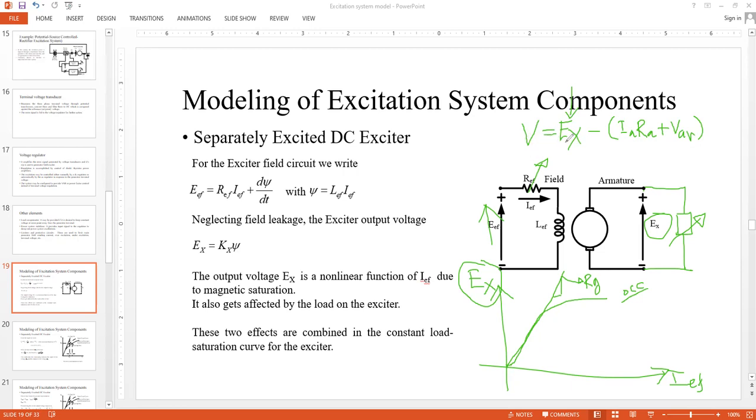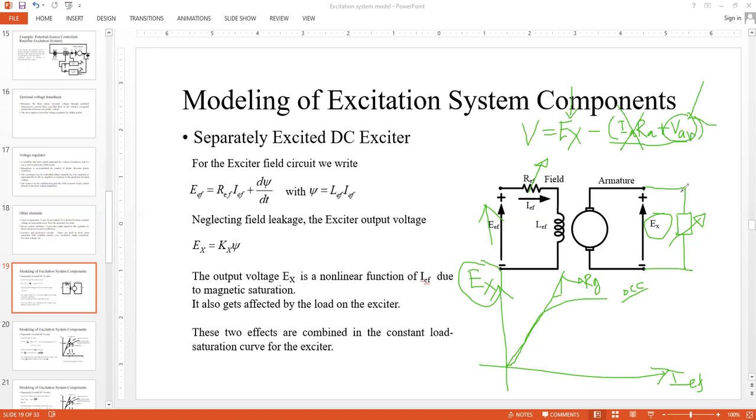Sorry, V. So V would be EX minus some drop. Even if we are neglecting this because we are not introducing any RA here in the armature circuit, there would be some armature reaction. And in the armature reaction, as we know, there are two effects. One is cross magnetization, one is demagnetization. Due to the cross magnetization, the main field will be distorted. And for the demagnetization, the main field will be weakened. It will become weaker.